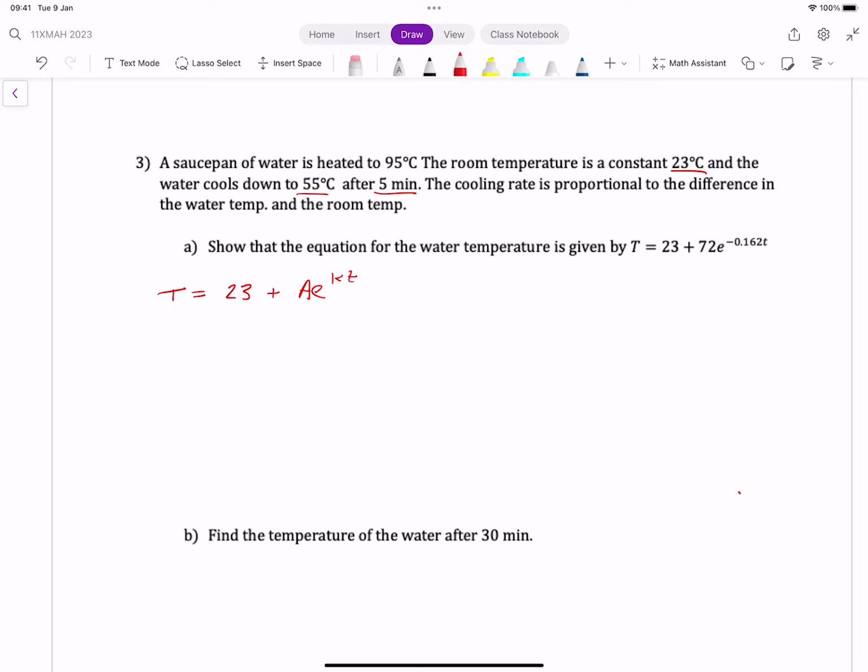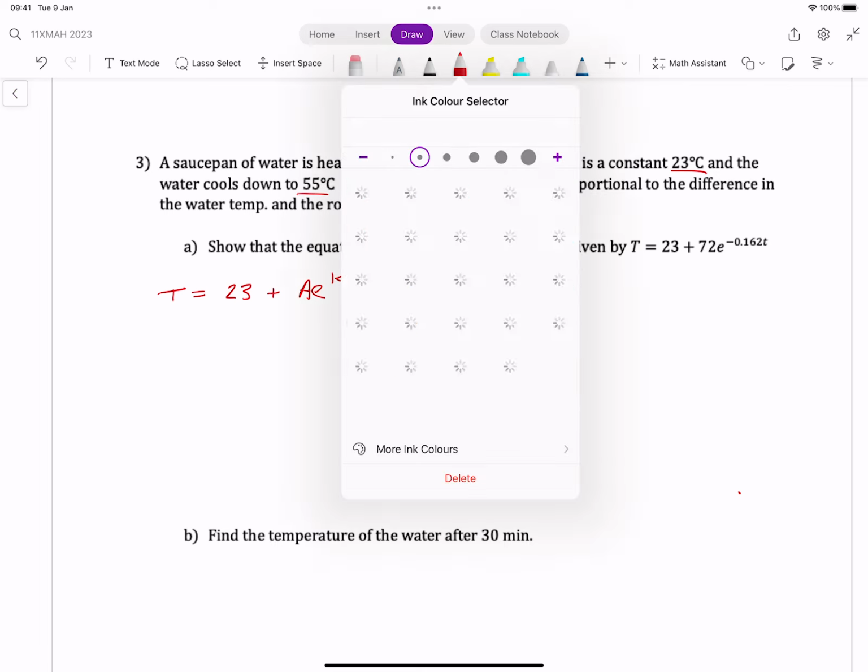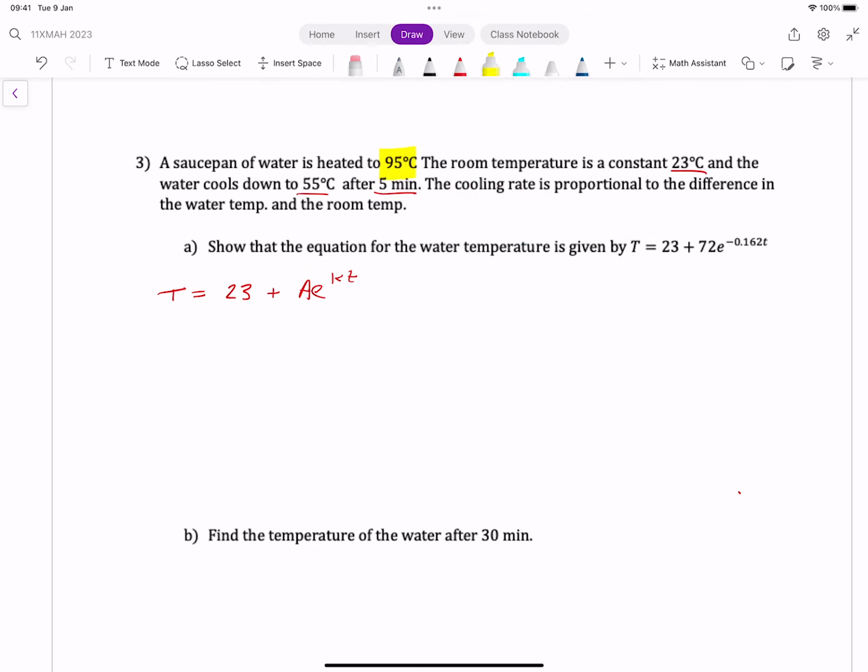Right. We're now going to use my initial conditions. We know that the saucepan initially has a temperature of 95 degrees. So 95 is going to be 23 plus A e to the 0, which is 1. So A is going to be 72. And that's good because 72 is what we were expecting. So now my equation is T is equal to 23 plus 72 e to the kt.